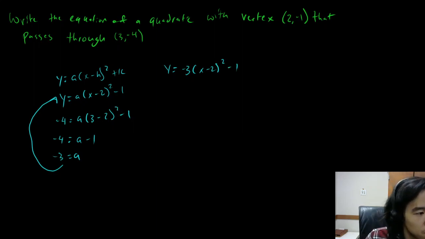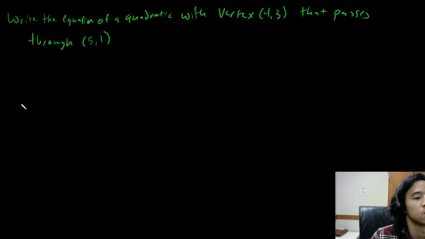Alright, so I have one more example for you, and hopefully that will solidify your understanding of this. Let's go ahead and do it. Here we have the vertex of (4, 3), and it passes through (5, 1). So let's go ahead and see what that might look like.